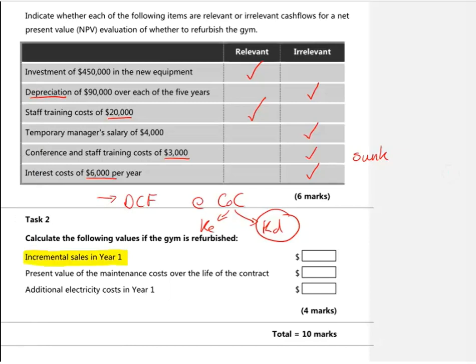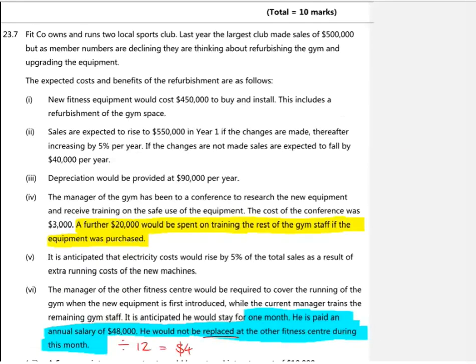Next, we're asked for the incremental sales in year 1. We're told at the moment sales are $500,000 and we're expecting that to rise to $550,000 in year 1 if we go ahead with the changes. However, we're also told that if we don't proceed, we'd expect next year our sales to drop by 40,000. So let's make the comparison.